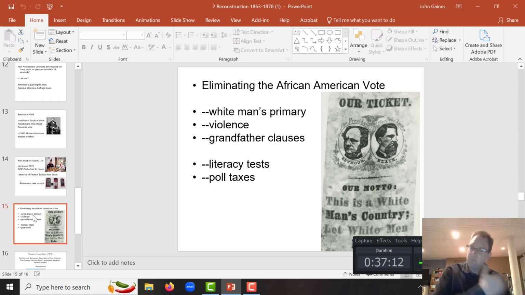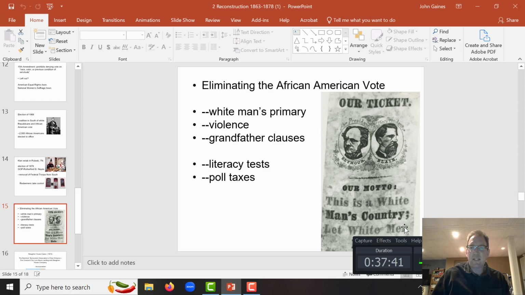Again, we talked about this the other day in class, that African Americans, especially after the Civil War, are really going to jump on learning to read and write. And so this is somewhat effective, because it does take several decades to get African American literacy on par with white literacy.